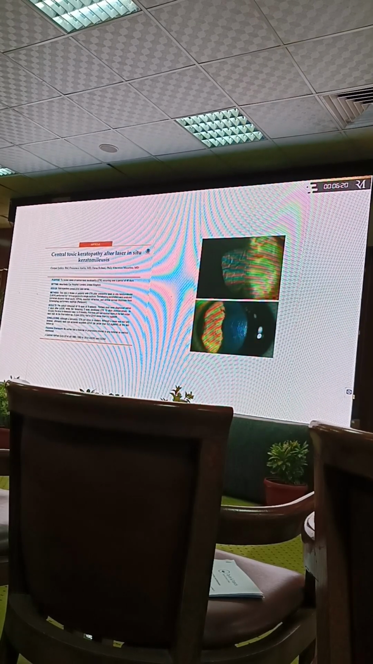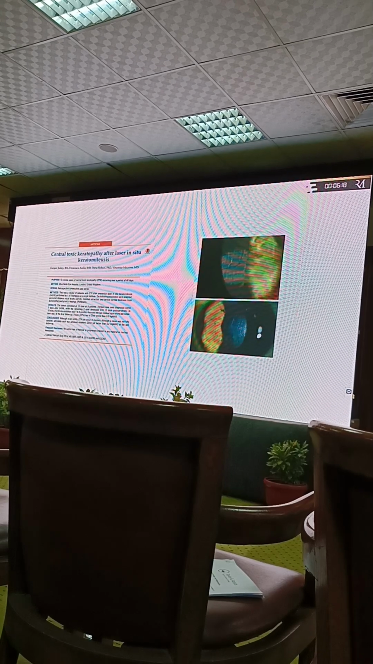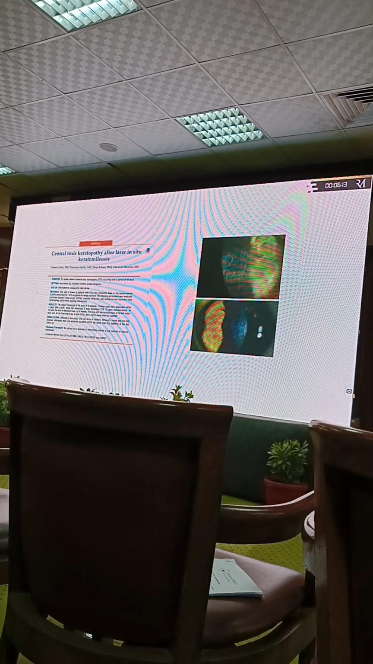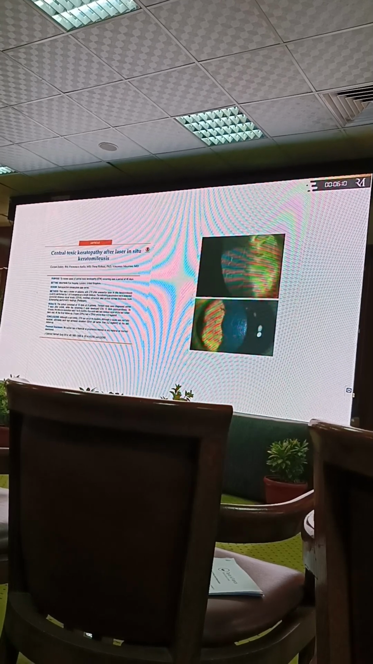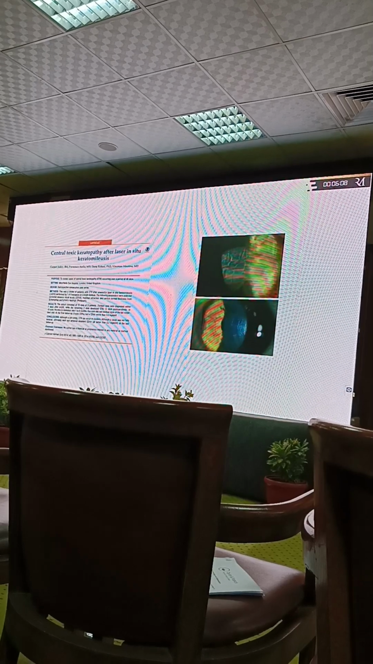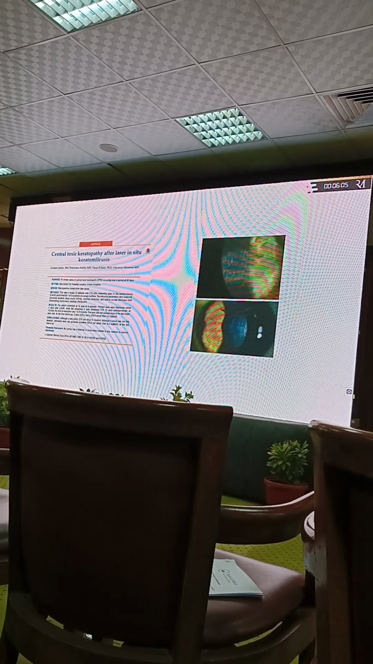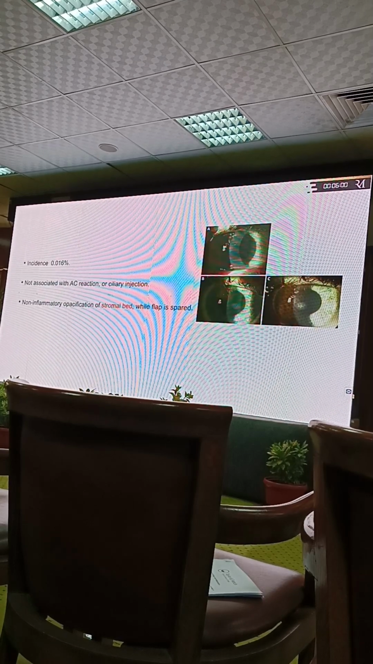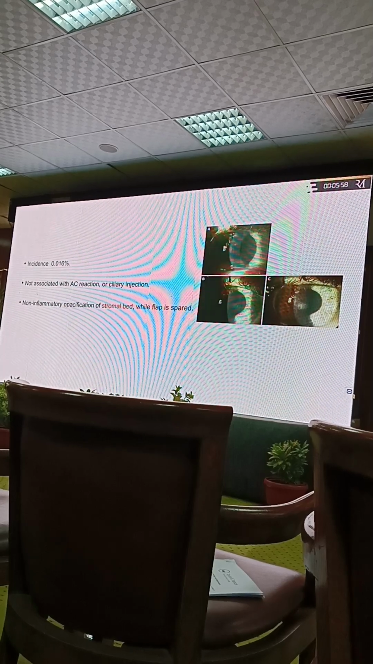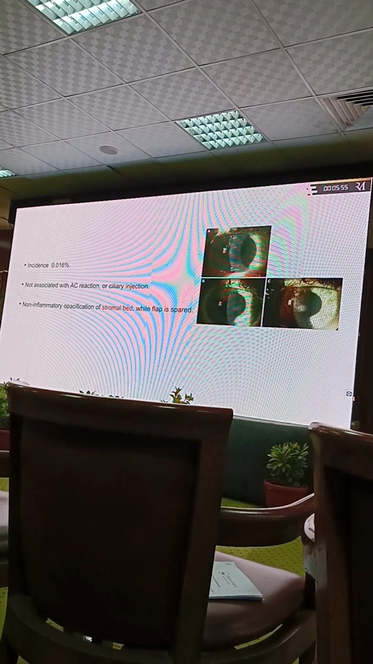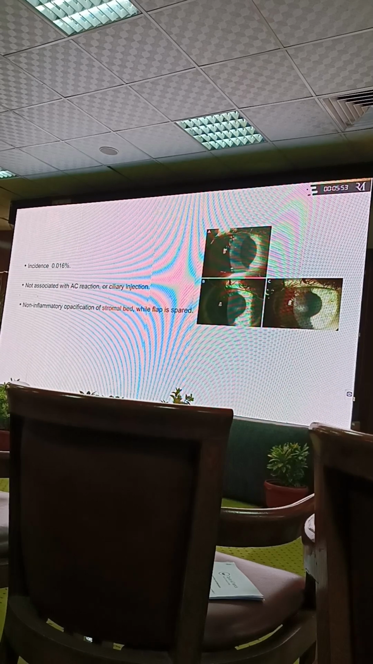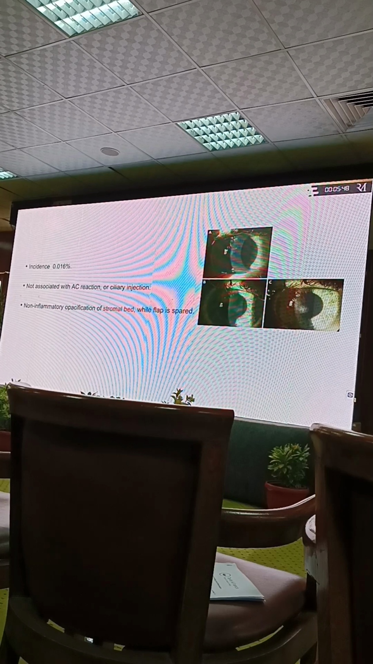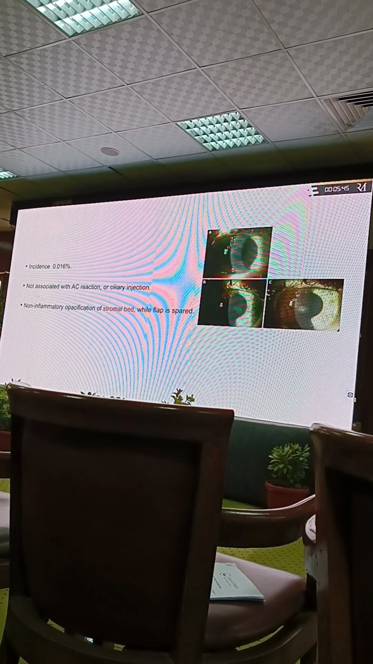The picture of central toxic keratopathy was published in many papers: in the center of the cornea, in the pupillary area, in the area of maximal laser ablation, with some cracks or wrinkles in the flap, with the flap clear. The incidence of central toxic keratopathy is 0.016%. This is a very rare complication, as you can see, and it's not associated with anterior chamber reaction or ciliary injection. It's a very calm eye.